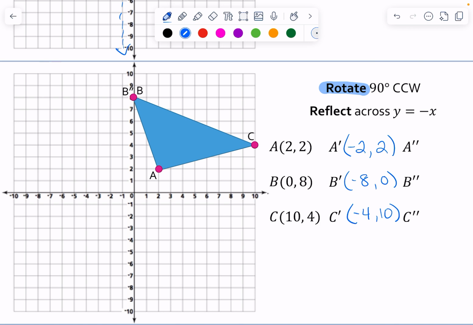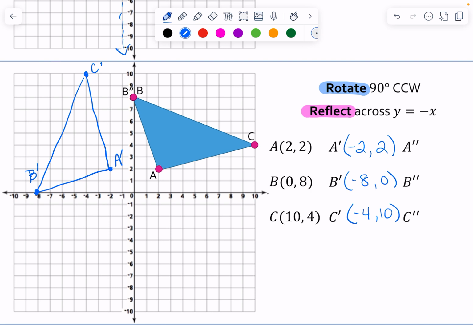So then we come over here to graph it. So negative 2, 2. There is my A prime. B prime is at negative 8, 0. And C prime is at negative 4, 10. So we connect those. Okay, and there is our first transformation. Okay, we did our rotation.